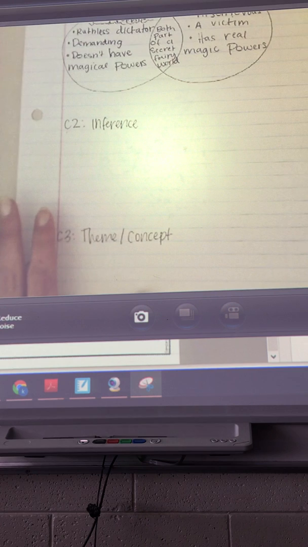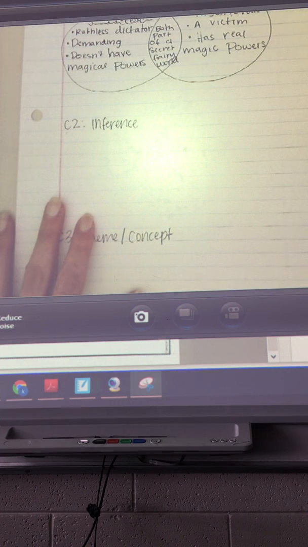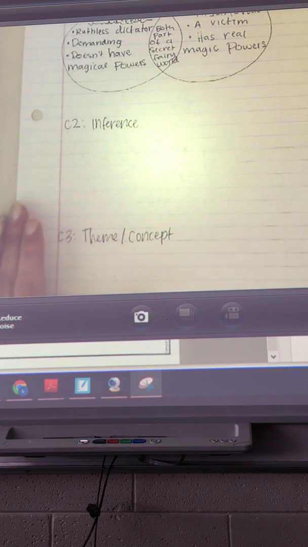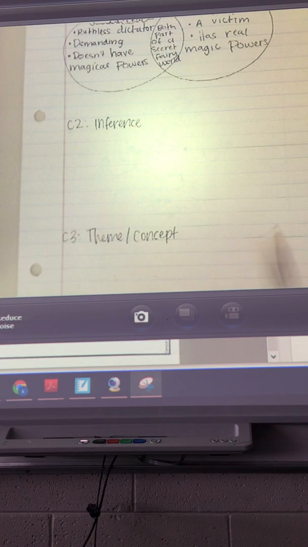Now the question says, the narrator claims to have done all of Mary Poppins' work for her. What evidence does the narrator provide to support her claim? What inferences can you make about Mary Poppins based on the story? So this is asking multiple questions, okay? First off, let's talk about what an inference is. We do inferences a lot in this class. Every Monday we look at our picture, the New York Times picture of the week, and we make inferences, right?